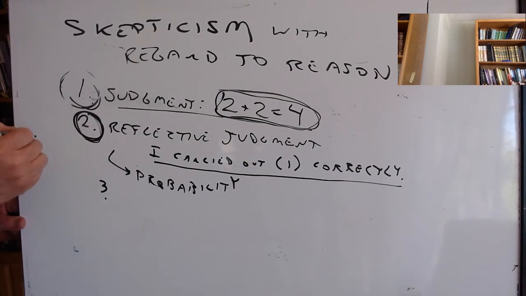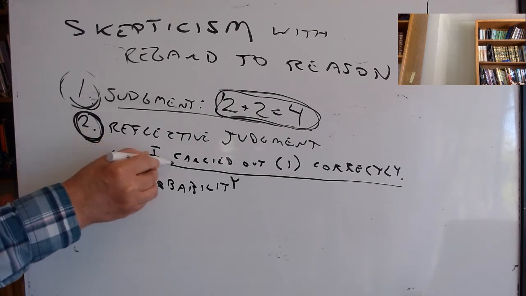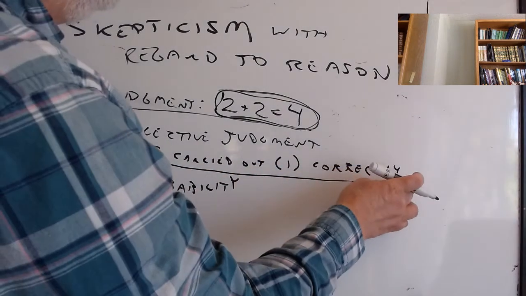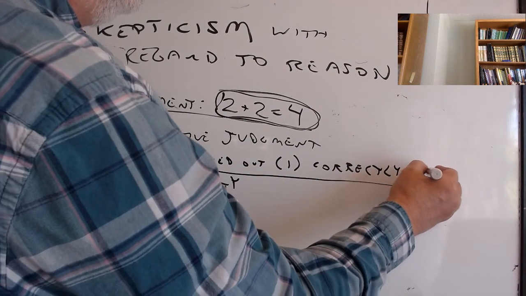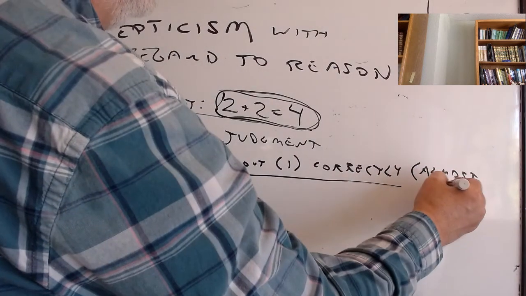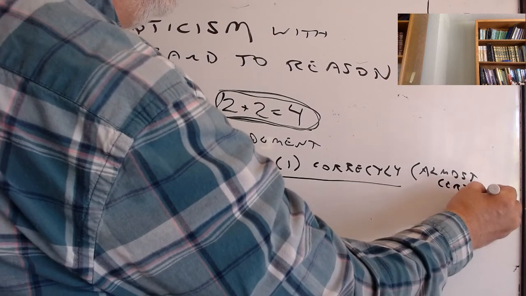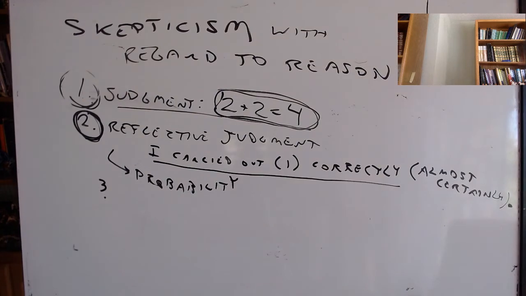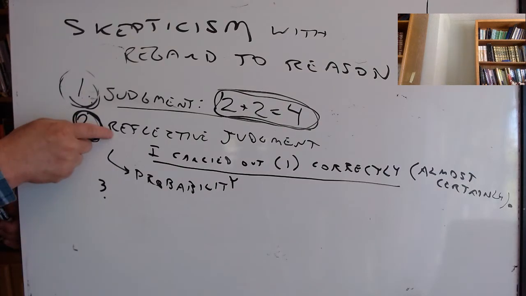Right, so what the judgment reached here is, I carried out the step correctly, and it's almost certain. And again, that was based on my experience of my past attempts to do simple problems like that. I almost certainly did that correctly. But okay, what about this judgment? How certain are you about this judgment?